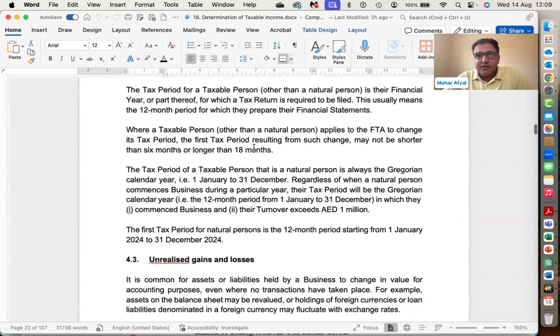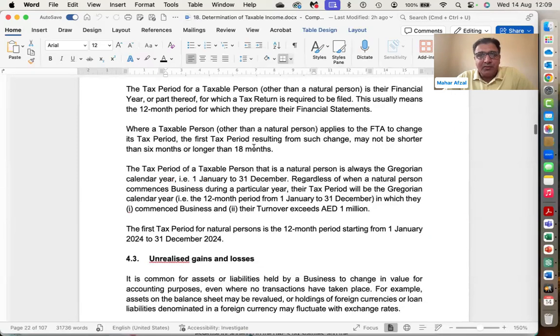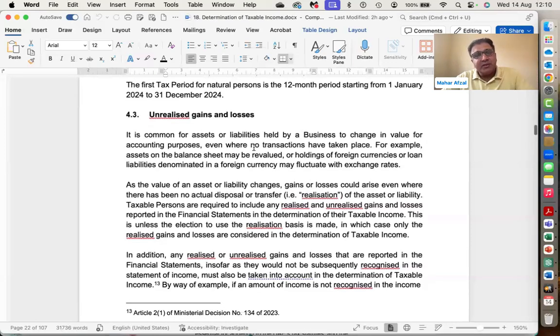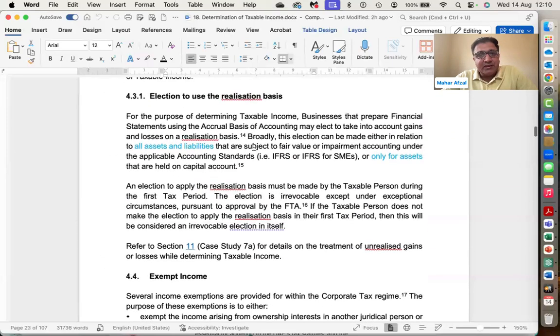Tax period can be adjusted to a maximum of 18 months and a minimum of 6 months. Tax period cannot be less than 6 months or more than 18 months. Unrealized gains and losses: if businesses are preparing their financial statements on accrual basis, they have an option that if they want to, they can tax their gain and loss on realization basis, meaning when the assets or liabilities are sold or settled, instead of accrual basis. If they are opting for it, they need to opt before the submission of the first return. This is the requirement. If the financial statement has been prepared on accrual basis, the gain and loss adjustment will be required. They can make the election.